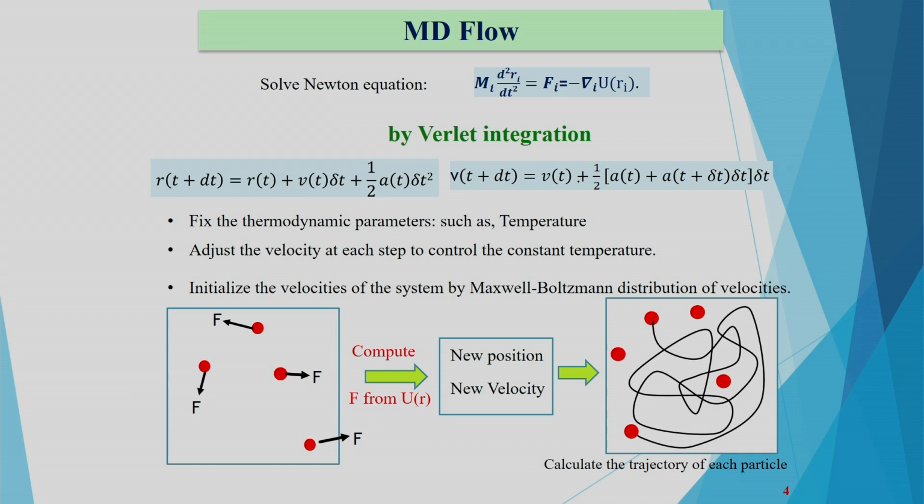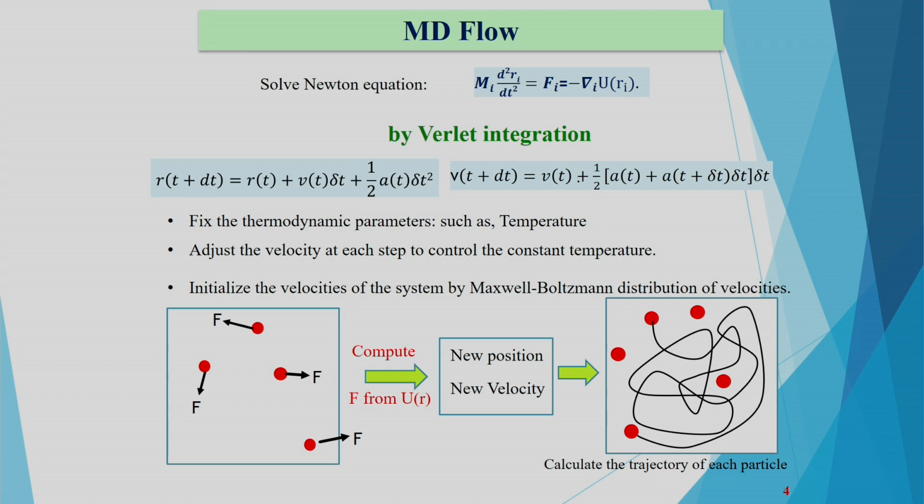Then we have to fix the thermodynamic parameters such as temperature or maybe pressure, and then we have to calculate the velocities at each step to control the constant temperature. Initialize the velocities of the system by Maxwell-Boltzmann distribution of velocities. This we have not particularly discussed, but you take it from any distribution. This is a Gaussian distribution.